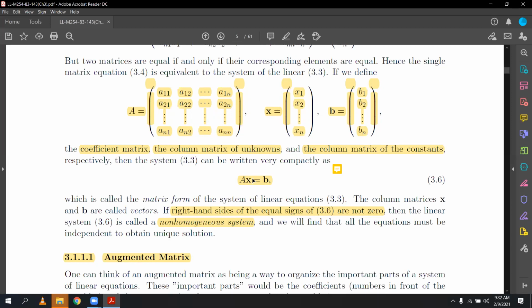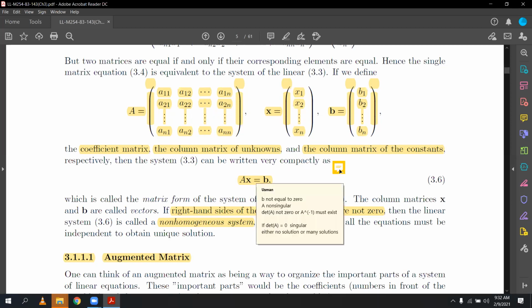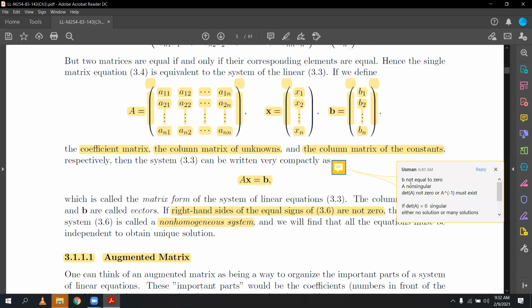If the determinant is not equal to 0, which means it is invertible, then B is not equal to 0 and A is non-singular. What does non-singular mean? Determinant not equal to 0, or the inverse must exist. Then you always have a unique solution. Now, you have all the conditions to approach the unique solution.